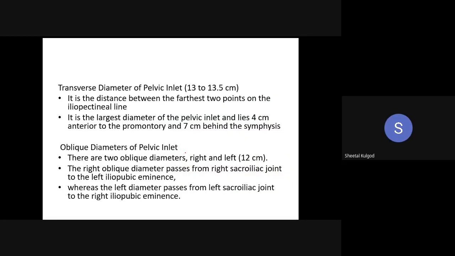Now coming to the transverse diameter of the pelvic inlet, it is about 13 to 13.5 centimeters, and it is the distance between the farthest two points on the iliopectineal line. It is also the largest diameter of the pelvic inlet, and it lies about 4 centimeters anterior to the promontory and 7 centimeters behind the symphysis pubis. There are also oblique diameters of the pelvic inlet, which measure about 12 centimeters. The right oblique diameter passes from the right sacroiliac joint to the left iliopubic eminence, whereas the left oblique diameter passes from the left sacroiliac joint to the right iliopubic eminence.